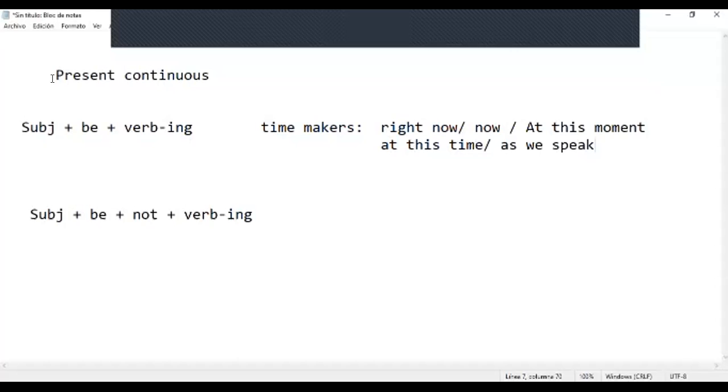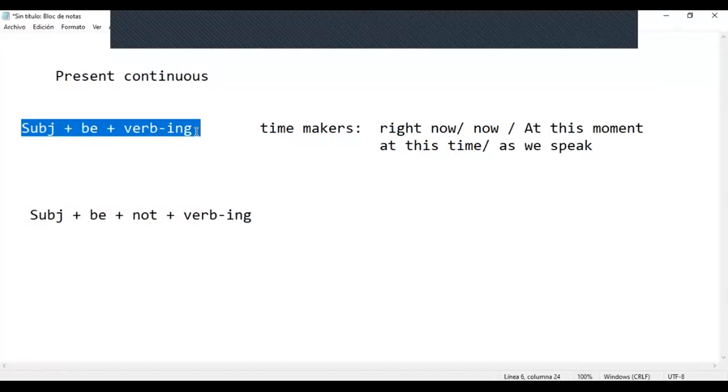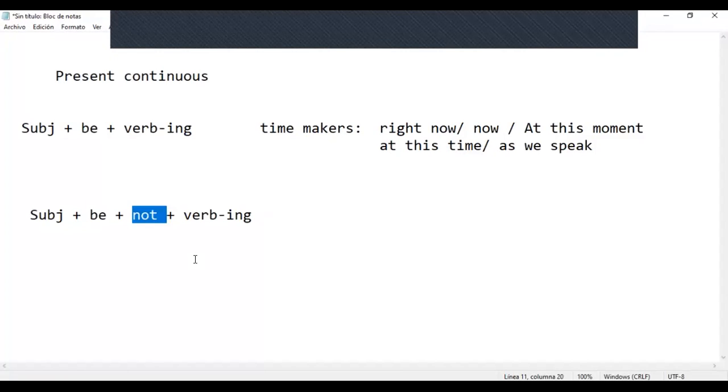En el present continuous. Affirmative: subject, verb to be, verb in ING. For example, I am teaching English to you right now. And the negative is the same. Solo agregamos el negation word. A ver cómo se pronuncia el negation word. Not. Music to my ears. Quien me diga not, penalty al final de la clase, ¿ok?